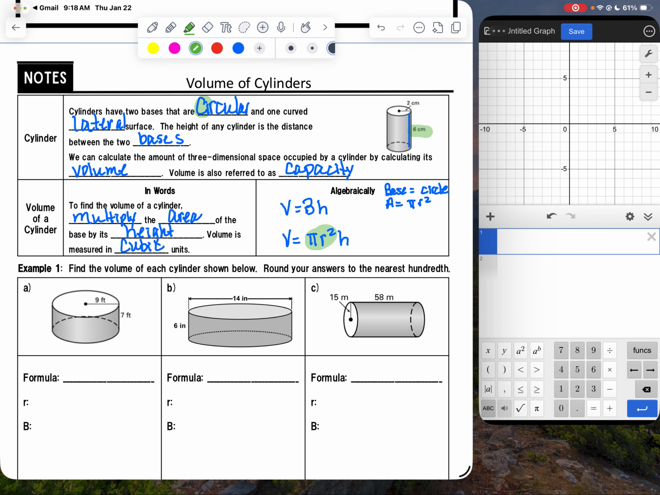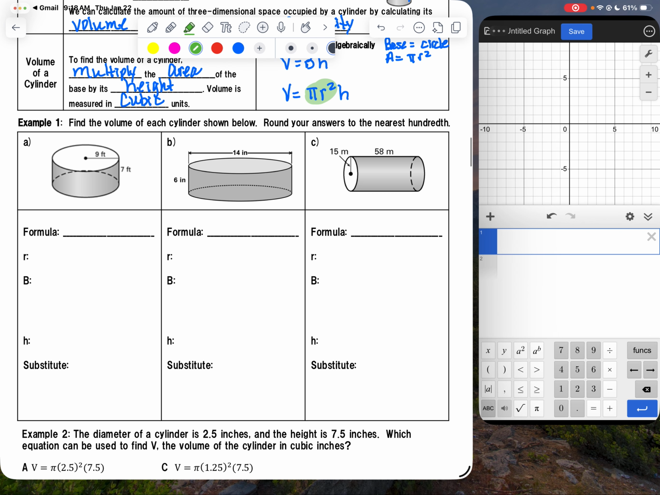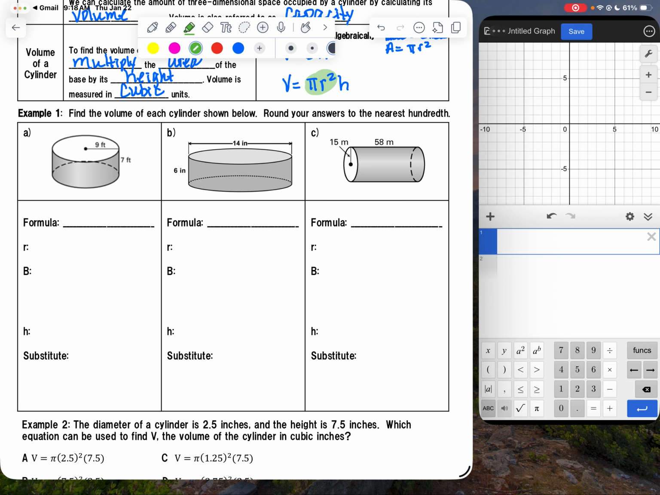Okay. Now, in example 1, it says to find the volume of each cylinder shown below and round your answer to the nearest hundredth. So our formula for the volume of a cylinder is volume equals area of the base times the height. And the things we need to identify about our cylinder before we can use the formula are, number 1, the radius, which in this particular problem was 9. Then we need to find the area of the base. That's what the big B stands for. And remember, the area formula for the base is pi r squared.